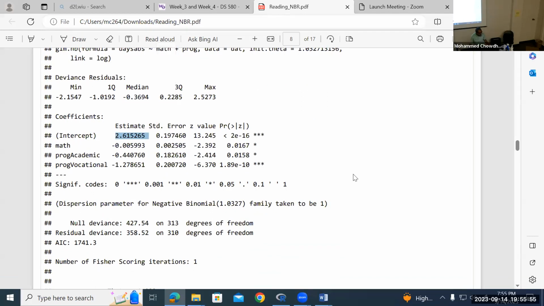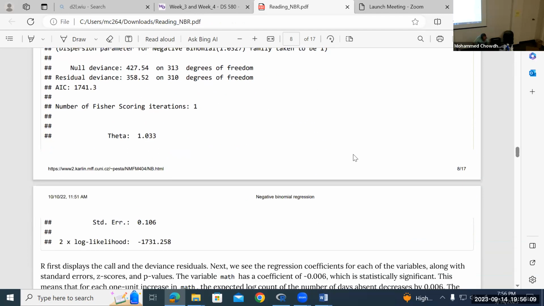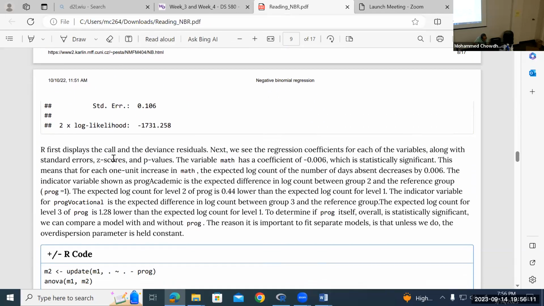So when you write the report, first of all, you can write the report in terms of parameter estimate values as well as incidence rate ratio, which is just taking the exponentiation. Both of these things have been mentioned in here. For example, take a look at that. Here R first displays the call and the deviance residuals. Next, we see the regression coefficient for each of the variables along with standard errors, z-score and p-values. The variable math has a coefficient of this, which is statistically significant.